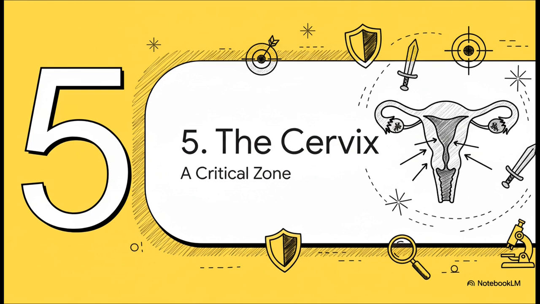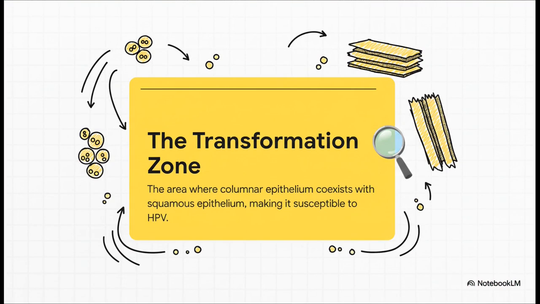And now we come to the final and perhaps the most important stop on our tour, the cervix. This area is absolutely critical. Why? Because it's uniquely vulnerable to developing cancer. But, and this is the good news, it's also uniquely accessible for us to screen and therefore prevent that cancer. This makes the cervix a major battleground, but it's a battle we can actually win. Now I want you to pay very close attention to this next concept. If you understand this one thing, you will understand almost everything about cervical pathology. It is called the transformation zone.